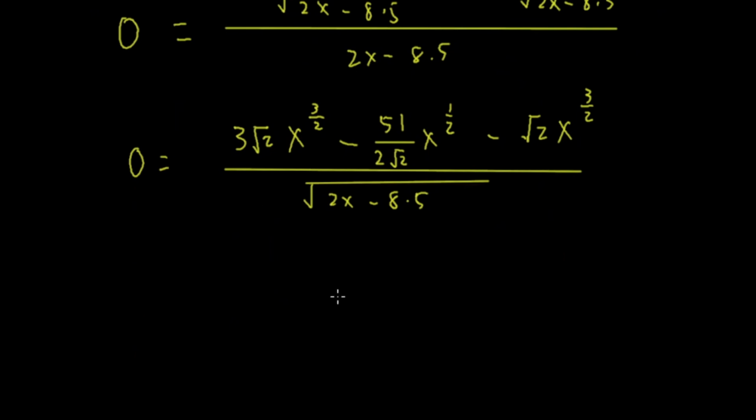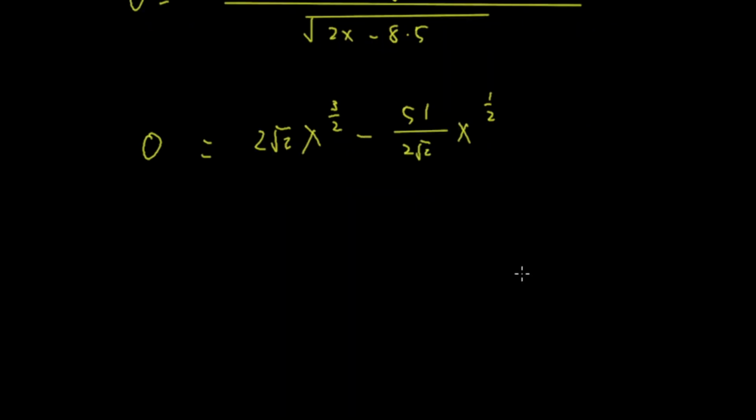Okay, notice that this and this are like terms. So 3 times square root of 2 minus square root of 2 is just 2 times square root of 2, right? So 0 is equal to, okay, here again, multiply both sides by square root of 2x minus 8.5, then this will be gone. So only this part left, okay? So this minus this is 2 times square root of 2, x to the power of 3 over 2 minus 51 over 2 times square root of 2, x to the power of 1 over 2.